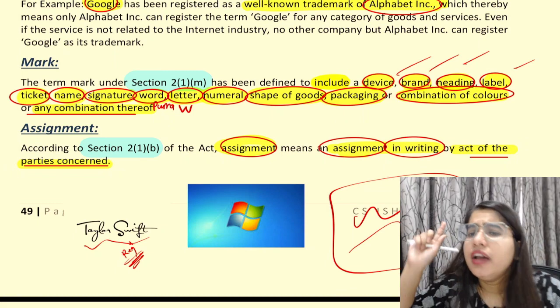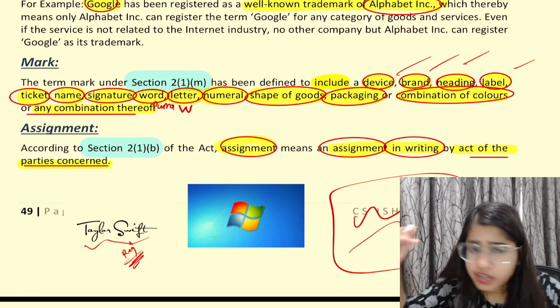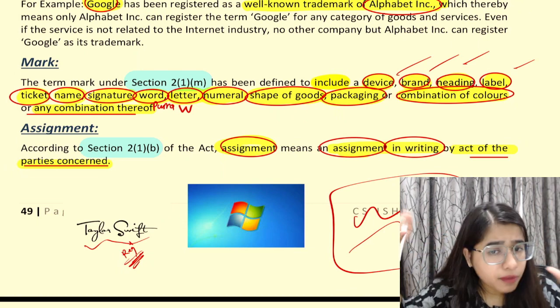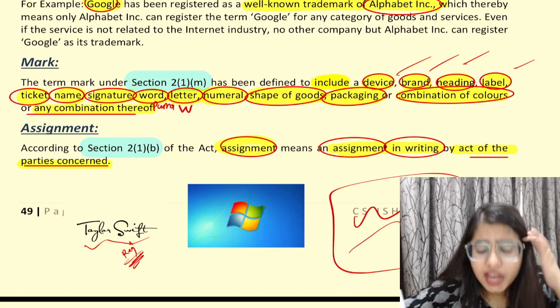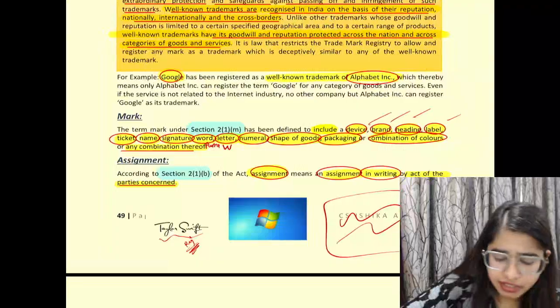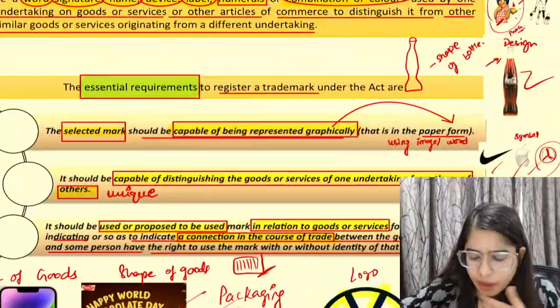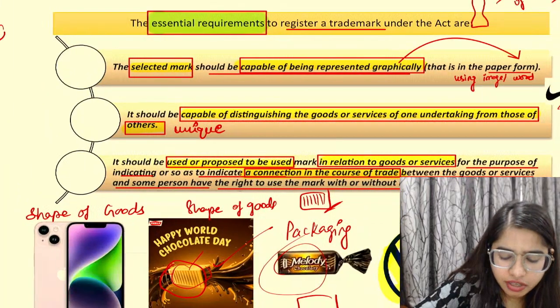Device, brand, heading, label, ticket, name, signature, a word, letter, numerals, shape of the goods, packaging, combination of color, anything can be marked. Anything can be marked. Are we clear with this? I hope we are done with the definition of mark.